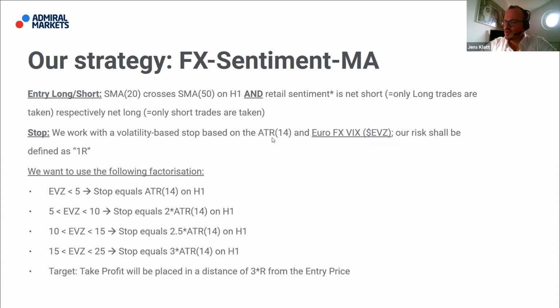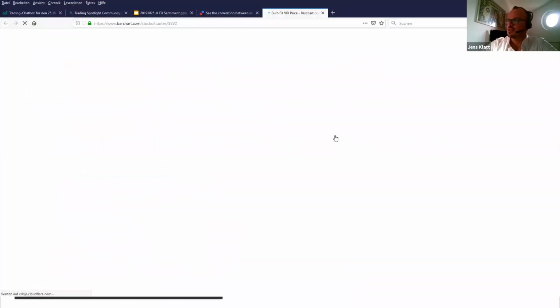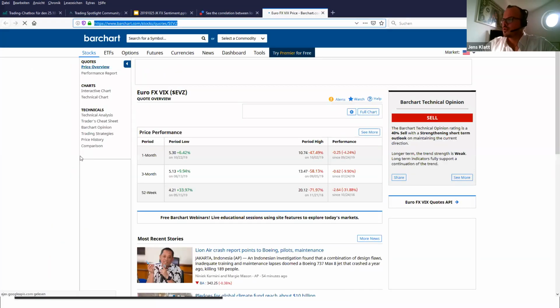I like to work, first of all, with an ATR 14, which means we are looking at the so-called average true range. This is a standard indicator, but then I want to multiply this ATR 14 based on the current volatility we see in the options, respectively futures market. Therefore, I look at something we know as the Euro FX VIX, EVZ. If you click on this, perfectly, it pops up. This is a number many probably don't really know.